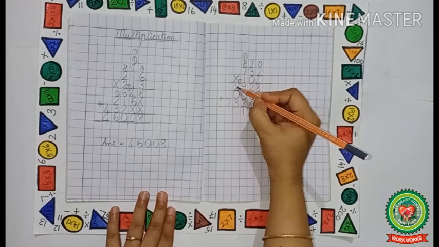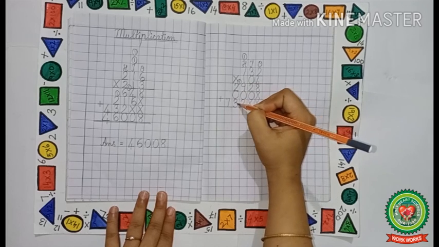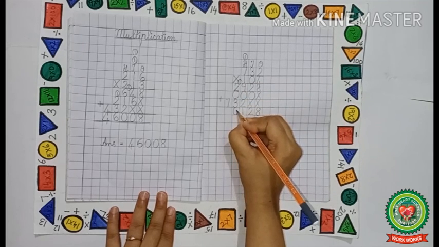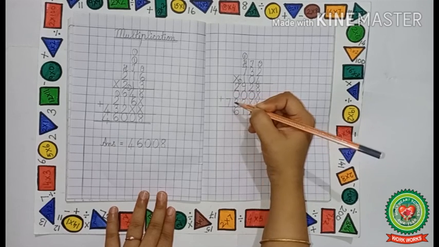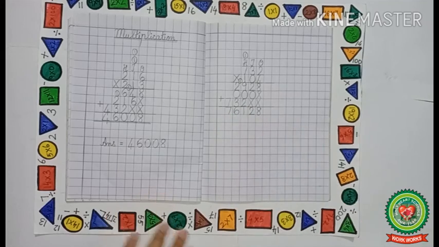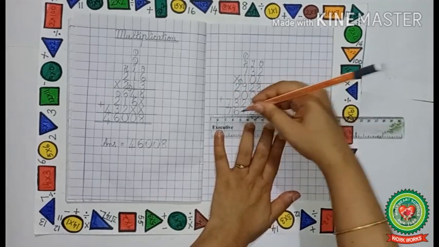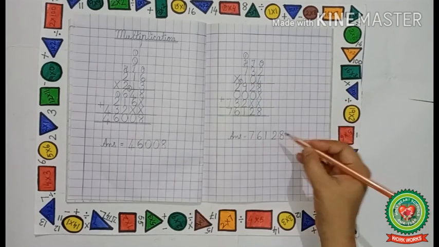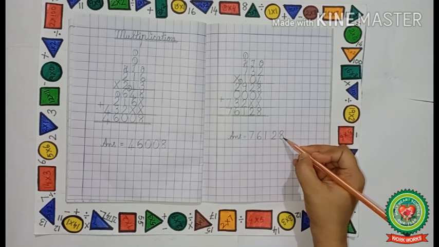Now 1 plus 2, that is 3. 3 plus 3, that is 6. So we will write 6 over here. Now nothing is there, that means 0. So we will write 7 over here. Now we will draw 2 straight lines in this way. So our answer is 76,128.